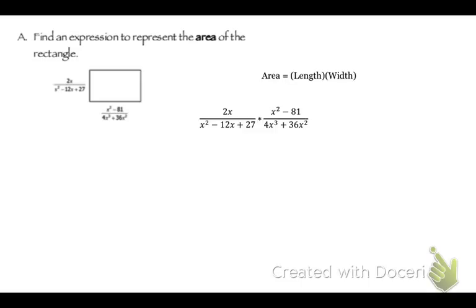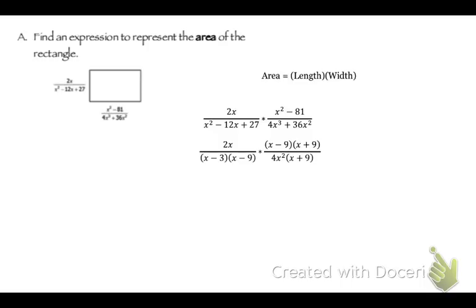So that's going to be 2x over x squared minus 12x plus 27 times x squared minus 81 over 4x cubed plus 36x squared. Factor everything. So that bottom factors to x minus 3, x minus 9, x minus 9, x plus 9, and 4x squared over x plus 9. The 2x and 4x squared cancels, leaving me 2x on the bottom. X minus 9's cancel. X plus 9's cancel. Now, everything on top canceled, so I'm just left with 1. On the bottom, I'm left with 2x times x minus 3.